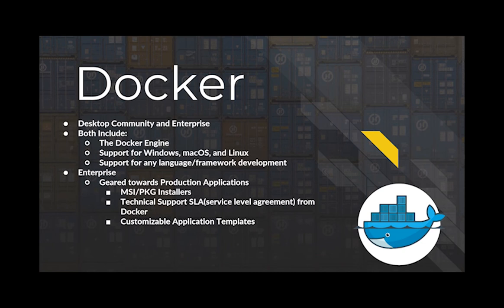Like I mentioned, Docker has multiple products, and 2 of these include Community and Enterprise. Both Community and Enterprise include the Docker Engine, support for Windows, Mac OS, and Linux, and then support for any language or framework that the developer chooses to write the applications in. Enterprise is really geared towards production level applications. Some of the benefits include MSI package installers, technical support with an SLA from Docker itself, and customizable application templates that Docker provides.